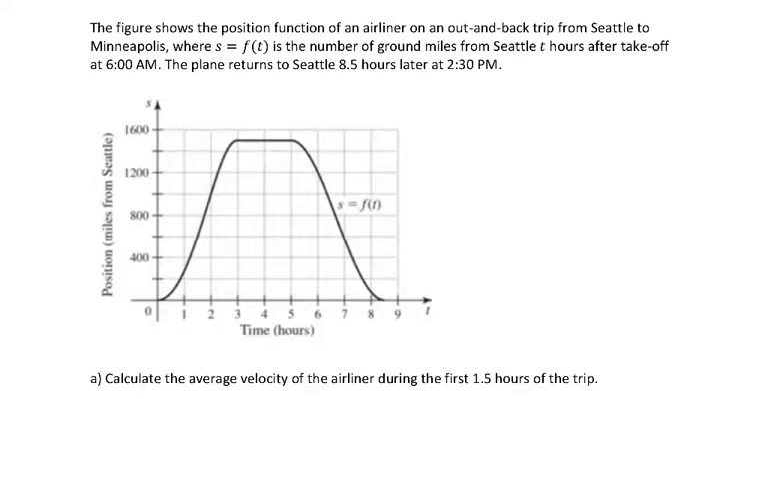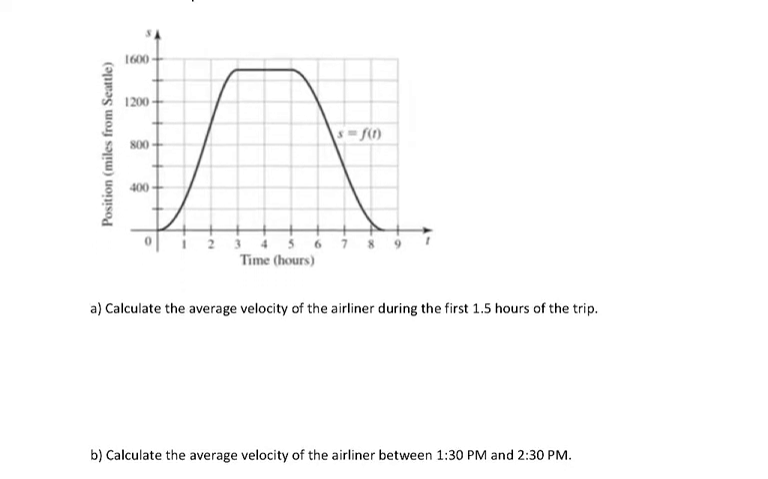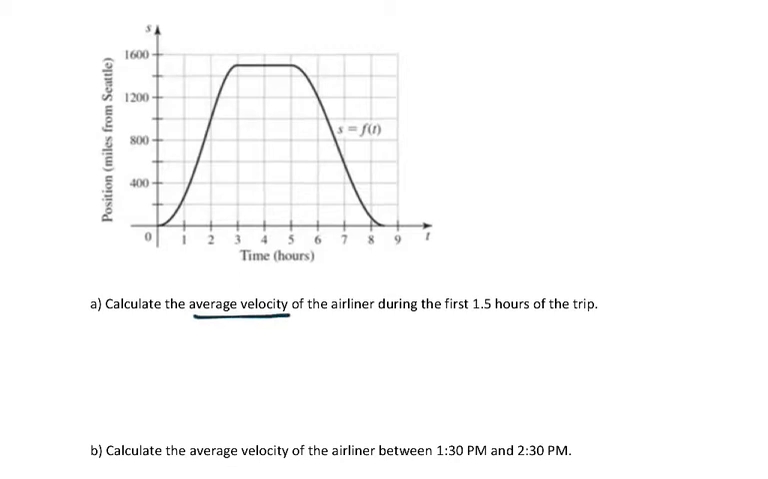So this is an application, and it says the figure shows the position function of an airliner on an out and back trip from Seattle to Minneapolis, where S equals f of t is the number of ground miles from Seattle t hours after takeoff at 6 a.m. The plane returns to Seattle 8.5 hours later, so 8.5 hours after 6 a.m. at 2:30 p.m. So here's my graph, and here's what we know: it goes out to Minneapolis, it kind of sits still at the top, and then it flies back to Seattle. It says calculate the average velocity of the airliner during the first 1.5 hours of the trip.